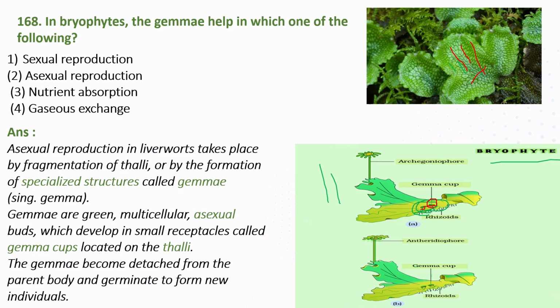If you see their appearance, they are green and multicellular, and they are asexual buds. Why? Because these buds are not formed by sexual reproduction with ovary or sperms. They are asexually formed in the body itself and located on the thalli of the bryophytes. So the main role of these gemmae is that they help in the asexual reproduction of the bryophytes.